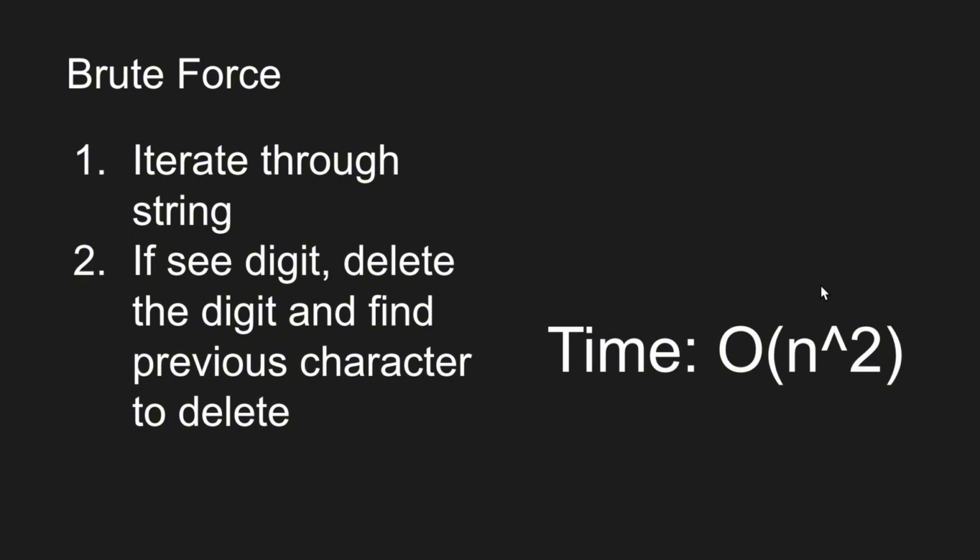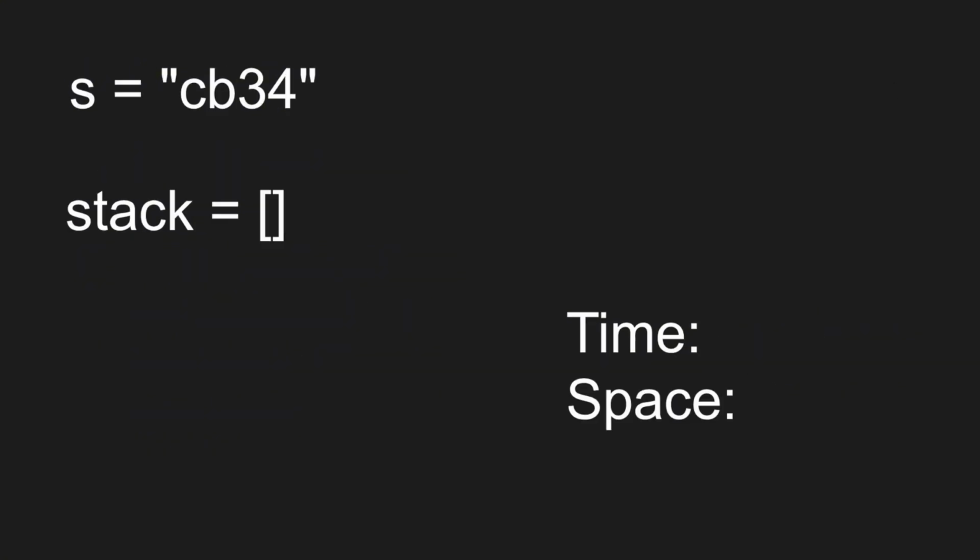So there's actually a more efficient way to solve this, and I'll go over that right now. A better way that we can solve this is to use a stack. As we iterate through the string, if it is a non-digit, then we add it to the stack. And if it is a digit, then we don't add it, and we look at the stack and pop the element at the end from the stack. And in the end, we will join every element in the stack as a string, and that will be our result. So let's go over this example.